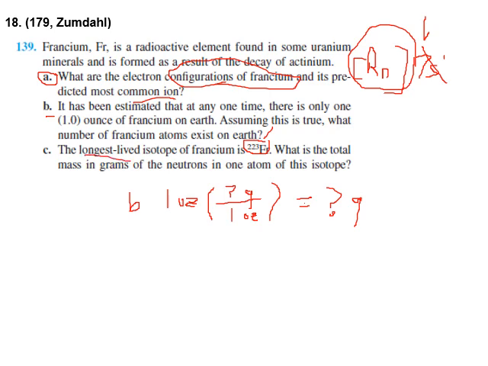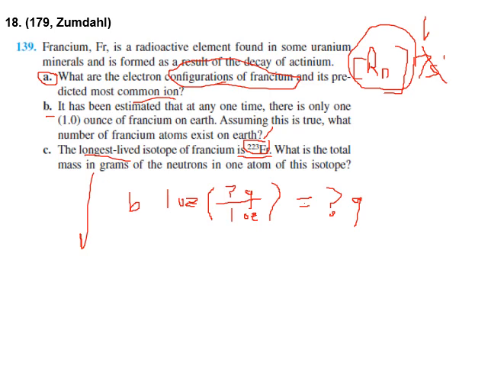The longest lived isotope of francium is 223 francium. What is the total mass in grams of the neutrons in 1 atom? So you do this one in reverse. So first of all, if it's 223 francium, you're going to have to find the atomic number for francium, which off the top of my head, I'm remembering the number 85 or 87 or something like that, but I'm not sure about that. But let's just take the case that it is 85, and unfortunately I don't have a chart available because I'm in a different room than I ordinarily would work in.